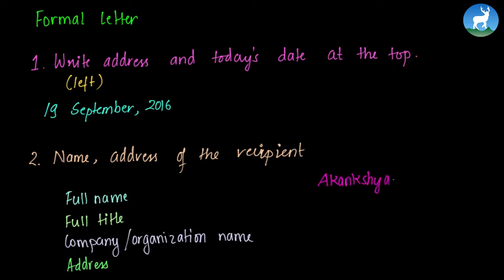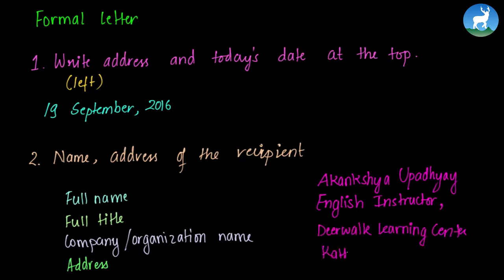Now, for example, if you're writing a professional letter to me, you can do it by writing my full name, that's Akankshya Upadhyay, then the full title. So I am your English instructor, give a comma, and the organization name, that's Deerwalk Learning Center, and the address. So it's in Kathmandu, Nepal. In this way, you can write the name and address of the recipient.